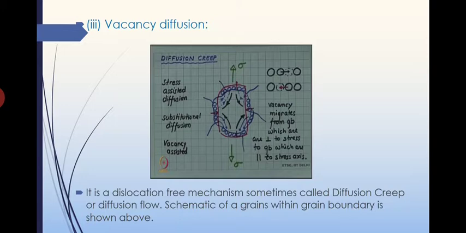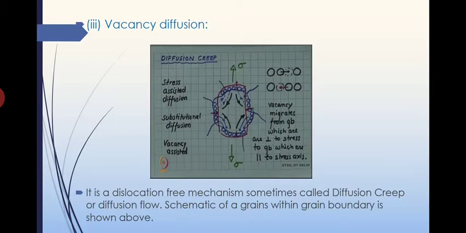The first two things are actually depending on the dislocation motion, but in vacancy diffusion there is no dependency on the dislocation motion. It is purely because of the diffusion of the atoms from the boundaries to the other region. That is what is happening. It is a dislocation free mechanism, sometimes called diffusion creep. Actually here diffusion is taking place.